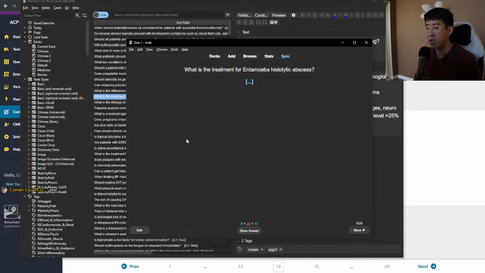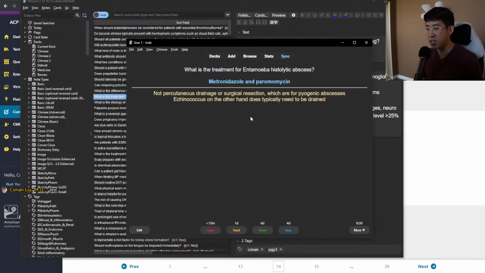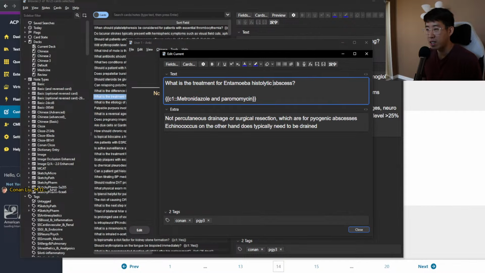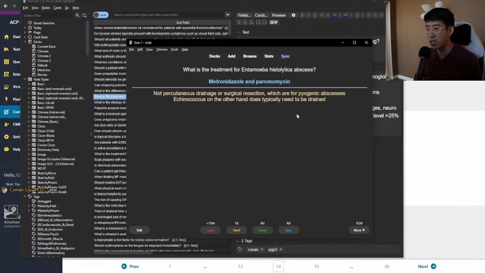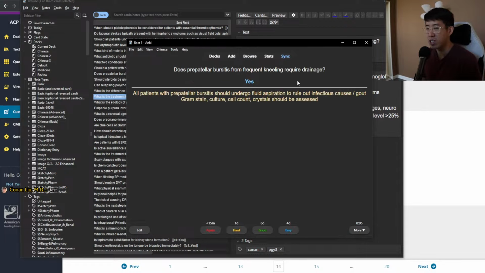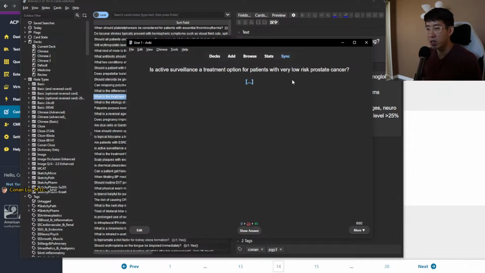So what is the treatment for Entamoeba histolytica abscess? The treatment for that is going to be metronidazole and paromomycin. Not percutaneous drainage or surgical resection, which are for pyogenic abscesses. Does prepatellar bursitis from frequent kneeling require drainage? The answer is yes, to rule out gout and septic arthritis.